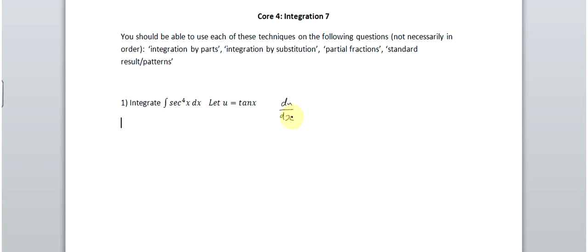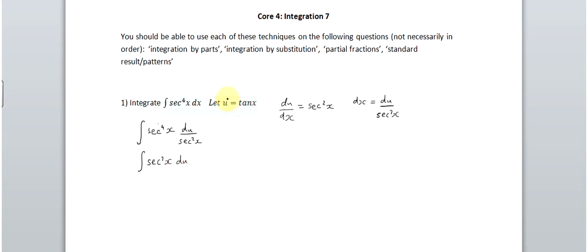And du by dx, if u is tan x, then when you differentiate tan x, you get sec squared x. So that means that dx is equal to du over sec squared x. So we can put that in. So that means we have the integral here of sec to the power of 4 x times du over sec squared x. And that's clearly going to simplify into sec squared x du.